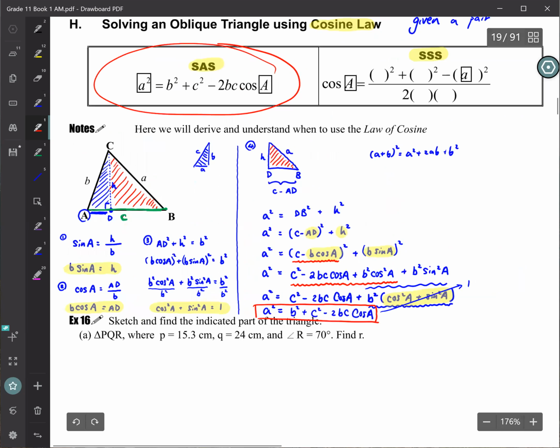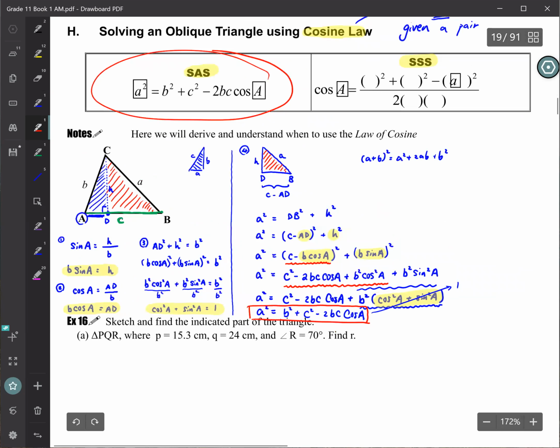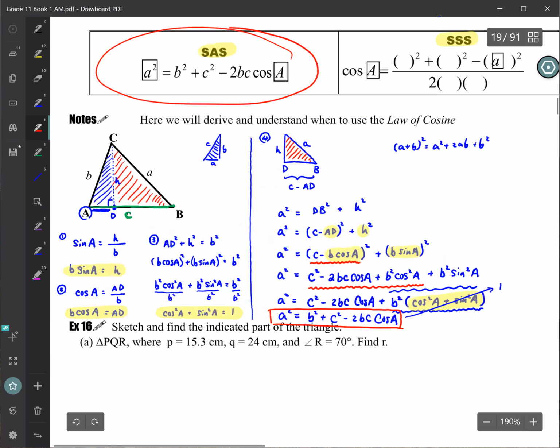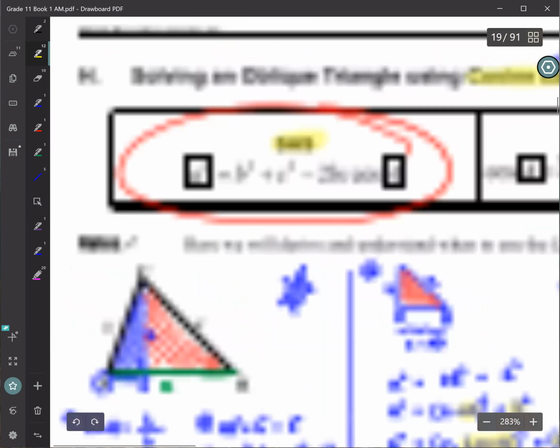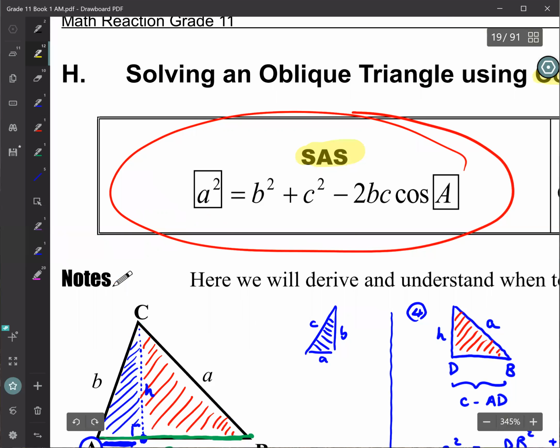So what's the use of it? This one is used to find the missing side. Lowercase a is the side, so look at the formula on the top here. This is the side. Then you need to have an angle that's pairing with it. You must be given an angle and the other two sides.